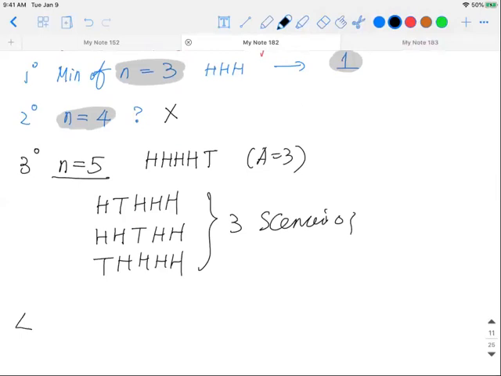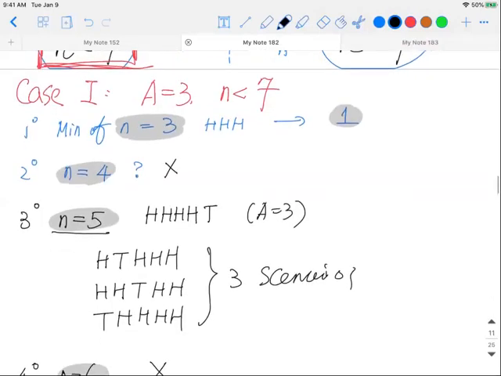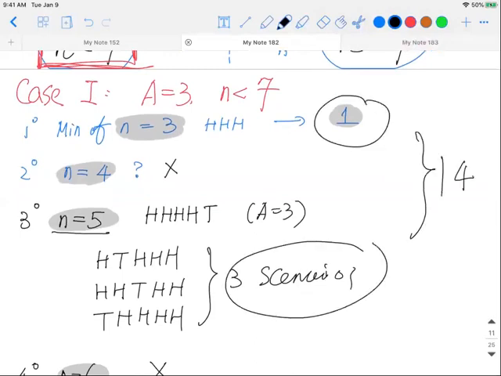Number 4, can n equal 6? Of course not, because it's the same logic. As long as it works for n equals 5, whenever n equals 6, it is impossible. You can either add 1 or subtract 1. There's no way for you to squeeze out. So far, so good? So that one is impossible. So that being said, you have 1, you have 3. In total, you have 4.